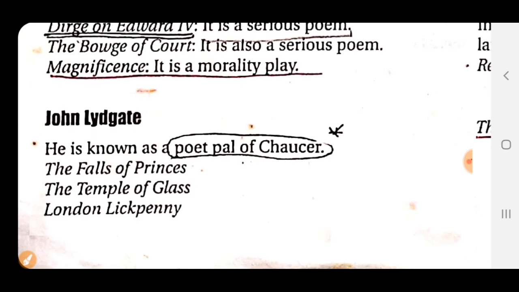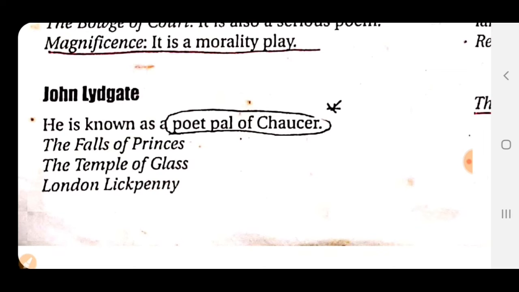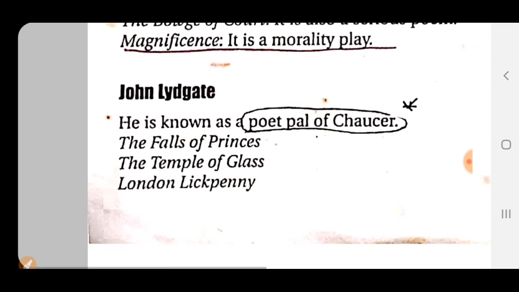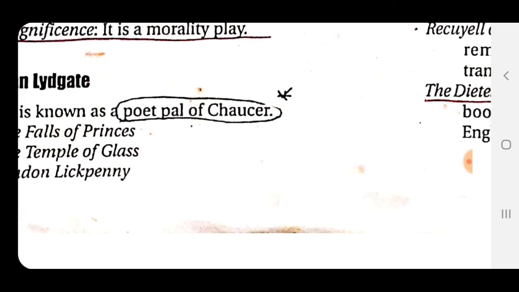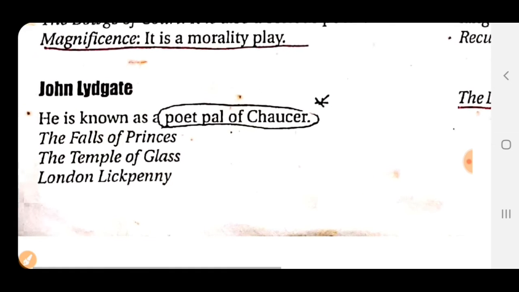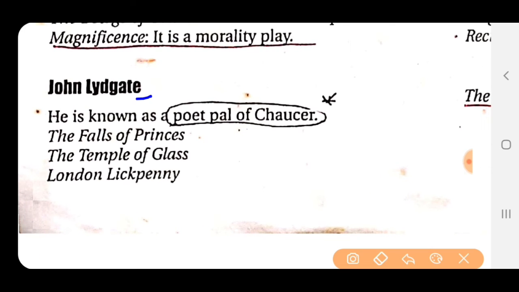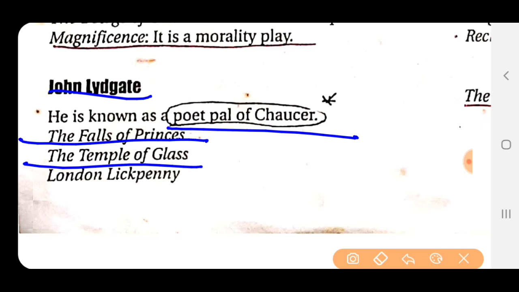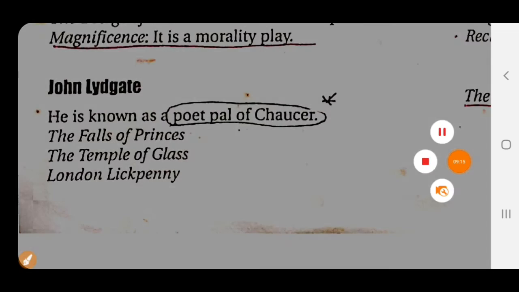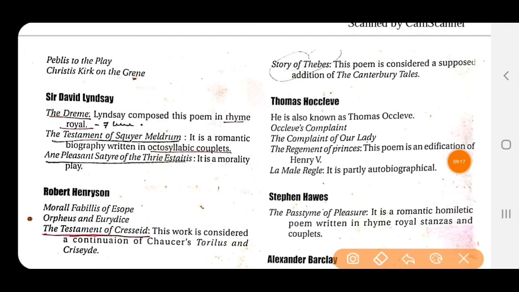Next is John Lydgate. He is known as the poet pupil of Chaucer. So you have to keep in your mind that John Lydgate is known to be the poet pupil of Chaucer. The Fall of Princes. Temple of Glass. London Lickpenny. Next is Story of Thebes. This poem is considered a supposed addition to the Canterbury Tales.